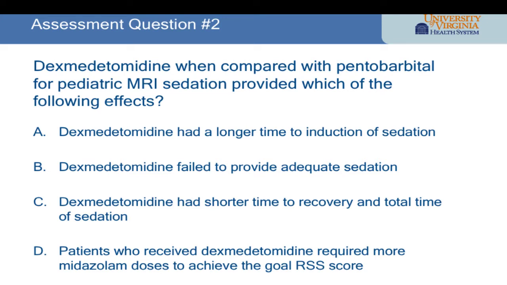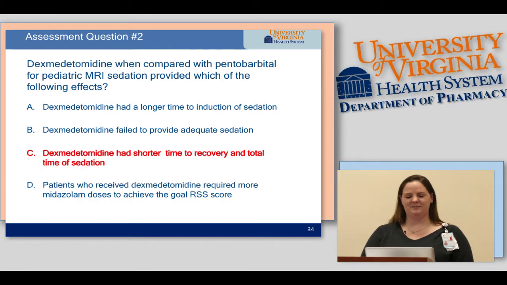Dexmedetomidine, when compared with pentobarbital for pediatric MRI sedation, provided which of the following effects? A, dexmedetomidine had a longer time to induction of sedation. B, dexmedetomidine failed to provide adequate sedation. C, dexmedetomidine had a shorter time to recovery and total time of sedation. Or D, patients who received dexmedetomidine required more midazolam doses to achieve the goal sedation score? C, yes, that is the correct answer.